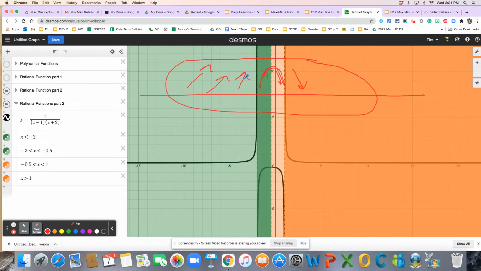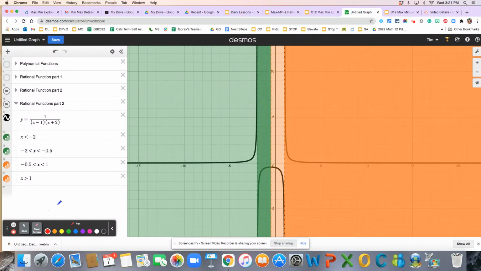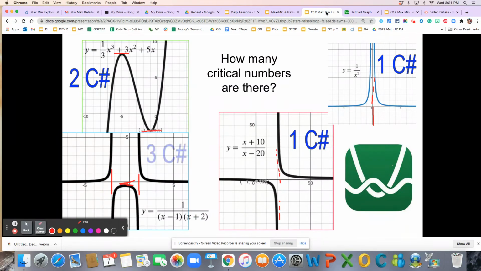It's either going to be something where the graph looks like this, sort of like a cubic, where it's increasing, but there's a point of inflection right there, or in this instance what we have is an asymptote or a critical number where the slope is undefined.